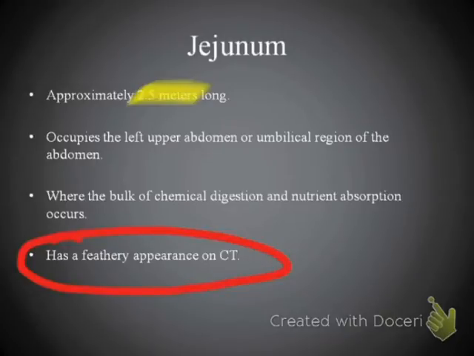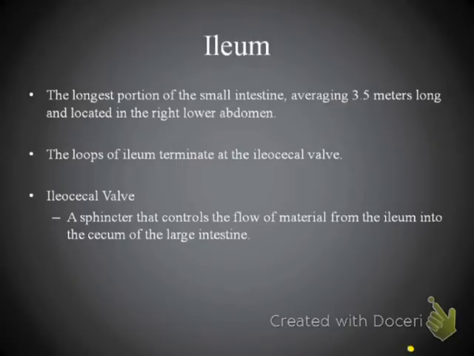This may not make any sense right now, but as we look at CT, you'll notice that as we transition from the duodenum to the jejunum, there's an interesting way that the jejunum looks, and the appearance really gives away where you're entering. The last portion of the small bowel is the ileum, and it's the longest portion of the small intestine, averaging around 3.5 meters long, which is about 10.5 feet.